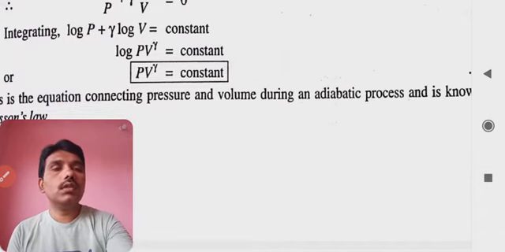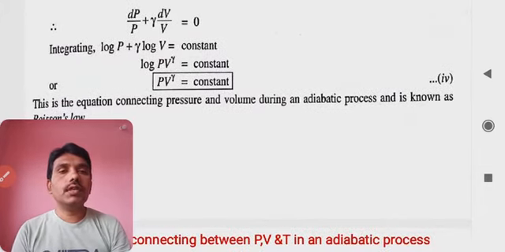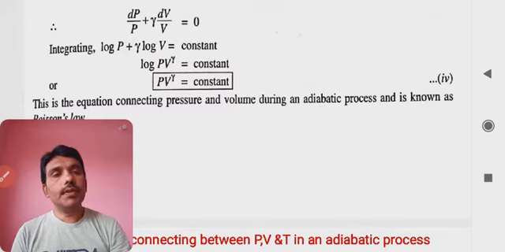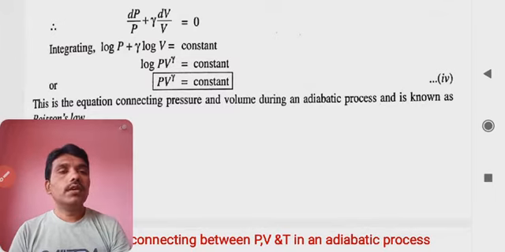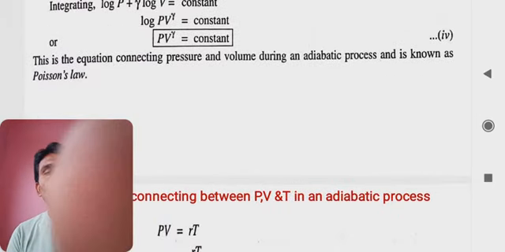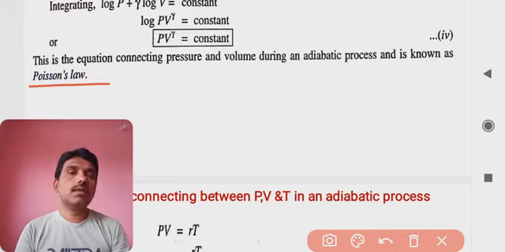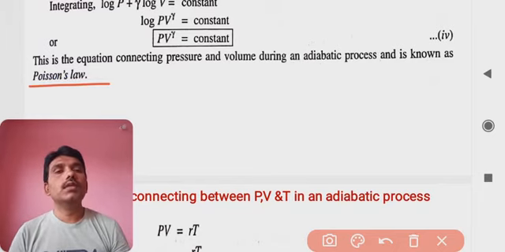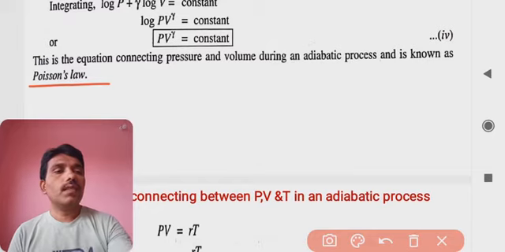This is the equation connecting the pressure and the volume during an adiabatic process, and it is also known as Poisson's law. It is also called Poisson's law because the scientist who discovered this law was Poisson. So the relation between P and V is given in this case.